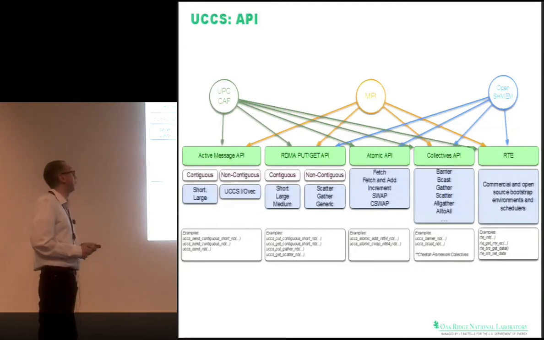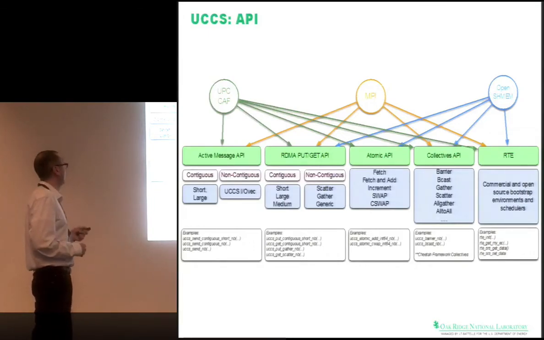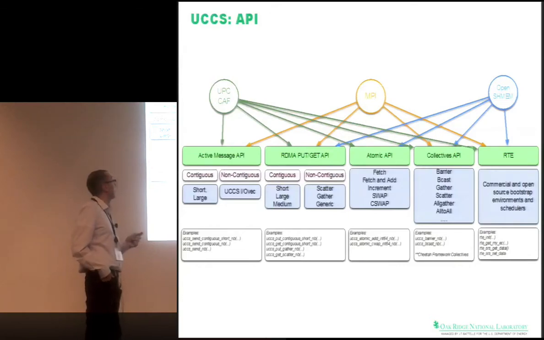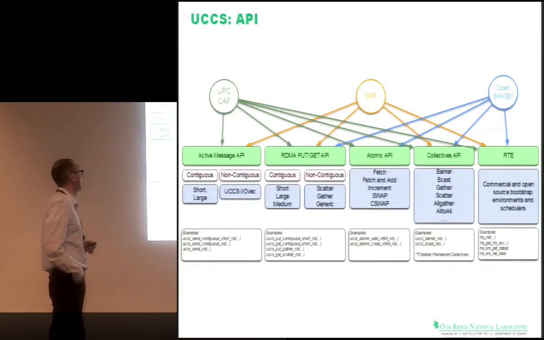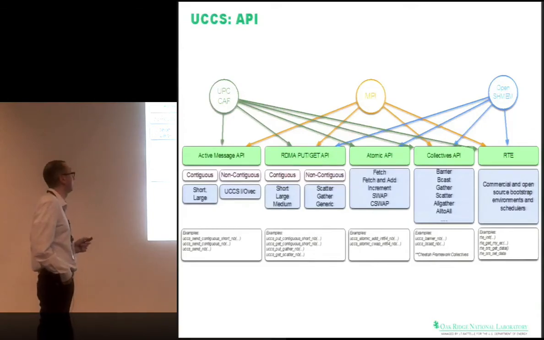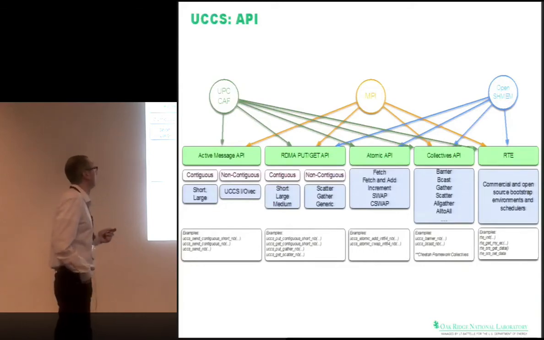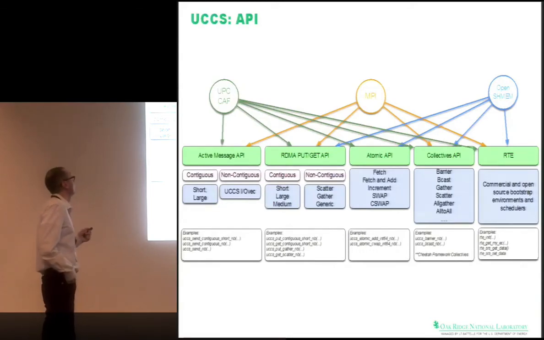This is a very brief overview of the UCCS API. We have an active message API, with contiguous and non-contiguous messages. It targets programming models like UPC, Coarray Fortran, and MPI. We have an RDMA put and get interface, again with contiguous and non-contiguous memory, atomic operations, a collective API, and runtime APIs that connect to different runtime environments. On the OpenSHMEM side, we actually use only RDMA, atomic, collective, and RTE.